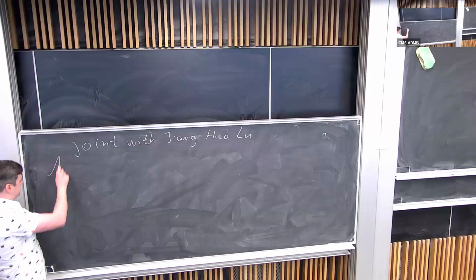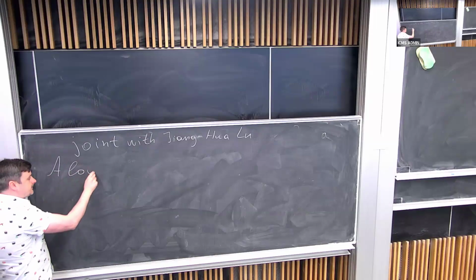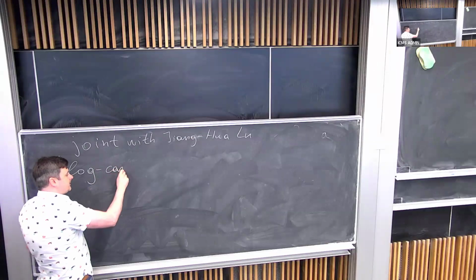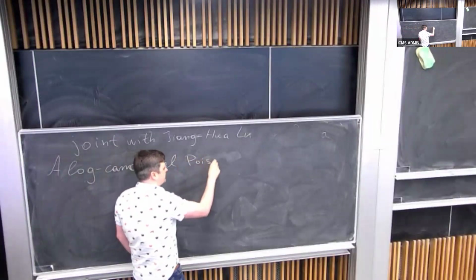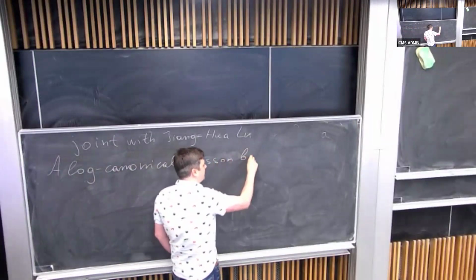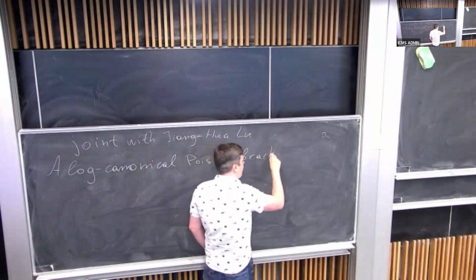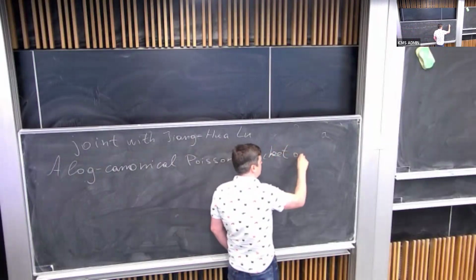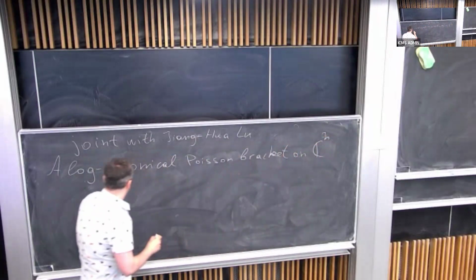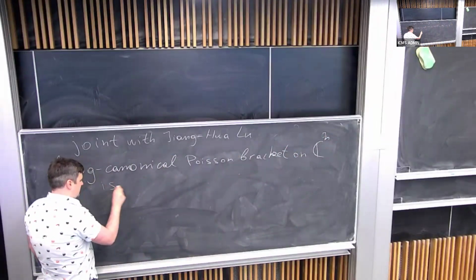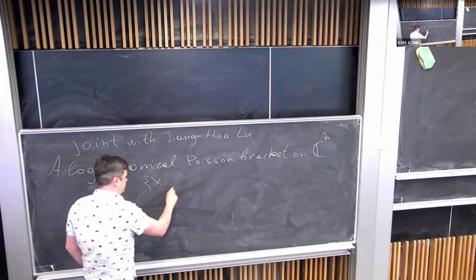What's a log-canonical bracket? Just put it on the board. It's a very familiar object. So, log-canonical Poisson bracket. Let me work over complex numbers. So on C^n is the Poisson bracket of this form.